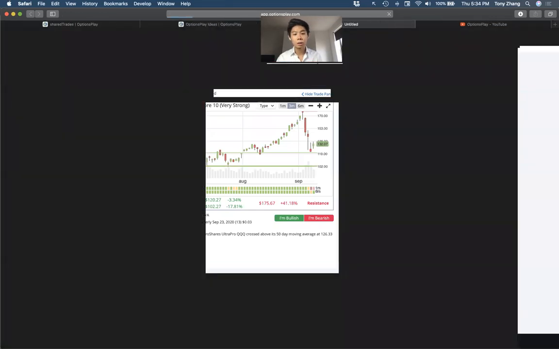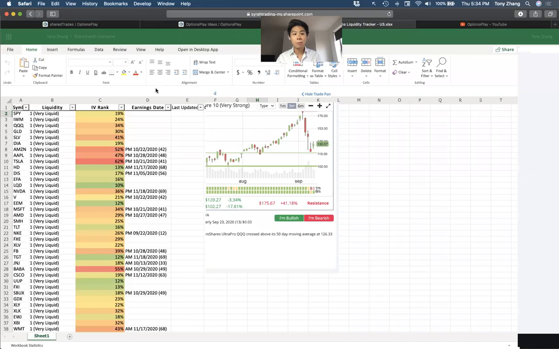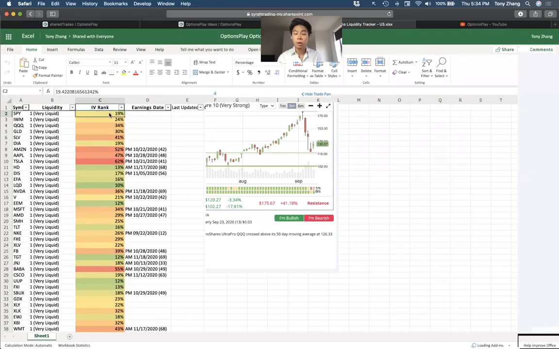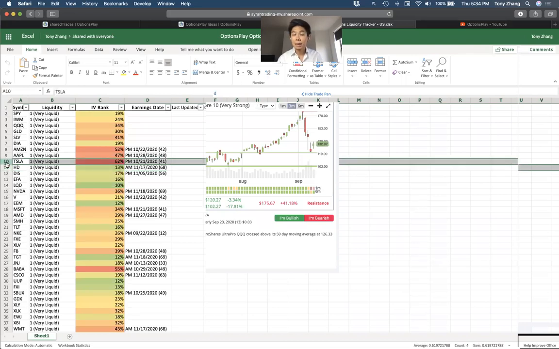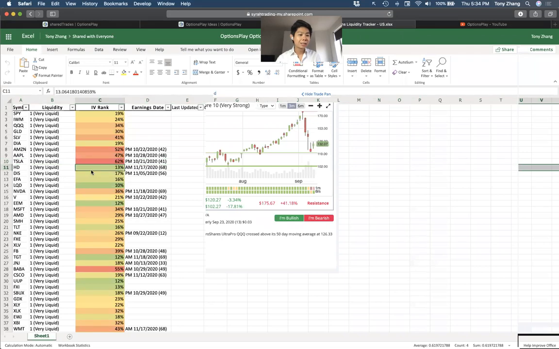So when you look at the liquidity spreadsheet, you have a metric here called IV rank. IV rank tells you how implied volatility is currently compared to its last 1 year history. When you have a very low IV rank, like we have on Home Depot, that means the current implied volatility of Home Depot is relatively cheap compared to its past year. When you look at something like Tesla that has 62% of IV rank, that means the current implied vol is relatively expensive compared to the last year. So that's a much better metric to determine whether the implied volatility in an option is cheap or expensive.